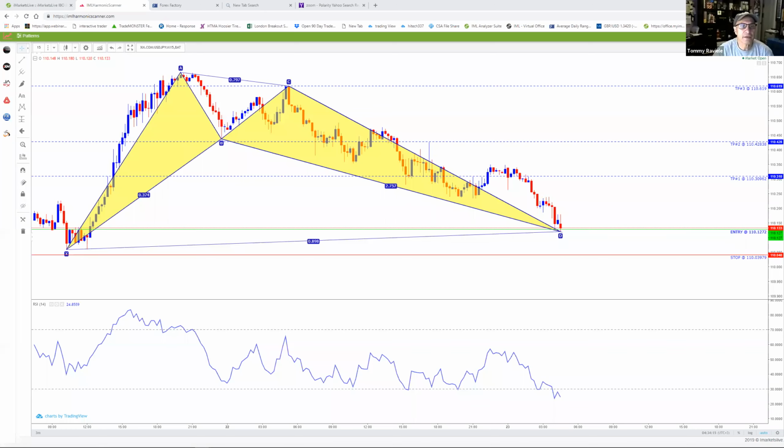Once we get into the Harmonic scanner, let me share my screen. And I'm going to come over here. Does everybody see the scanner? Just give me a 1 in the chat if someone sees the scanner. Yes, I see it. Okay, cool beans.